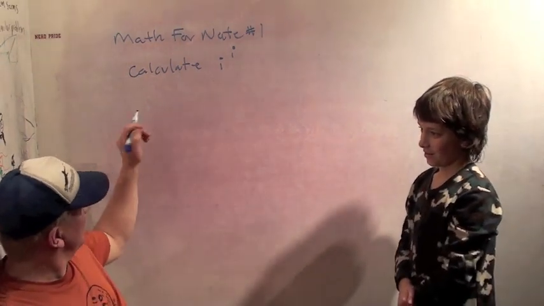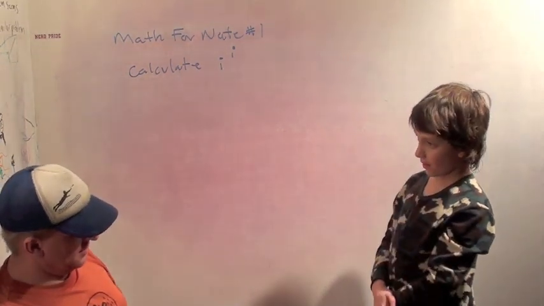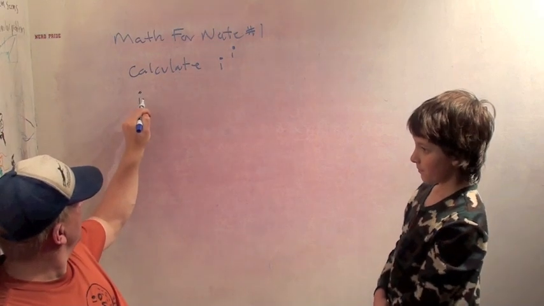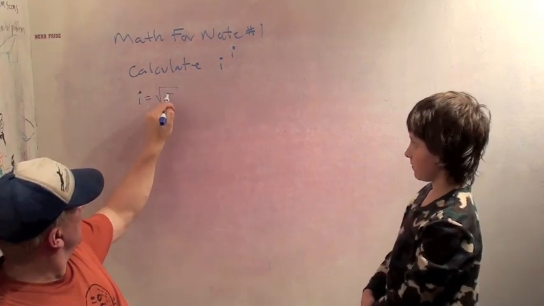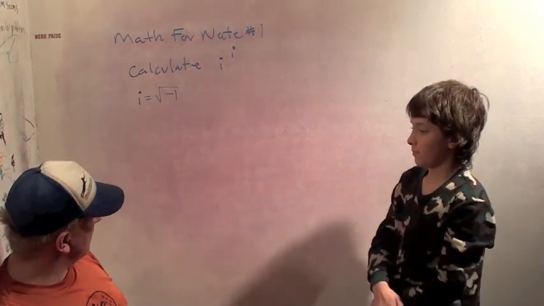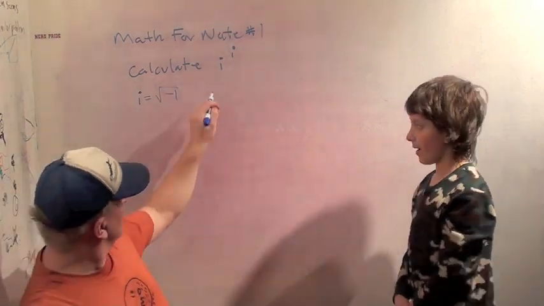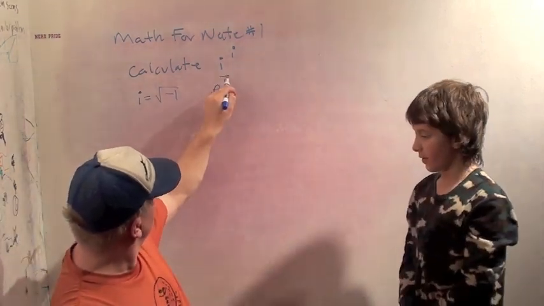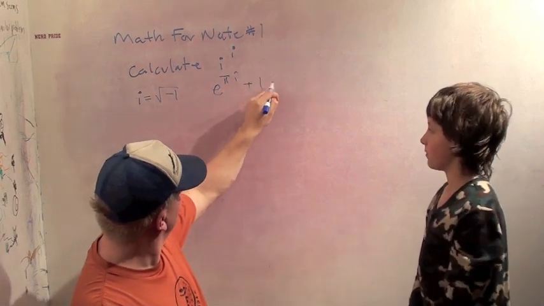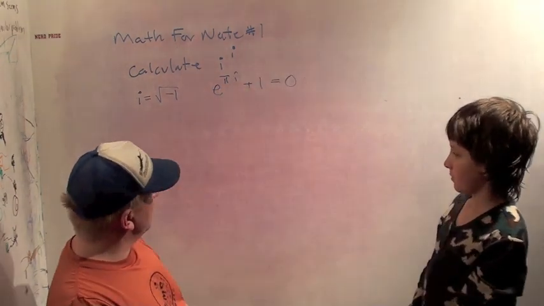Do you know what i is? It's the square root of -1. And there's a very famous equation involving i that I've showed you before. Do you remember what that equation is? e to the pi i plus 1 equals 0.